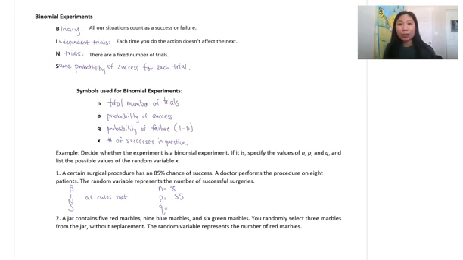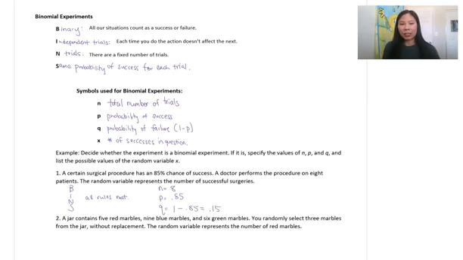And then Q is going to be the probability of failure. So in order to find that, we always do 1 minus P. So 1 minus P of 0.85 will give us 0.15. So that's our probability of failure, 15% chance of failure.